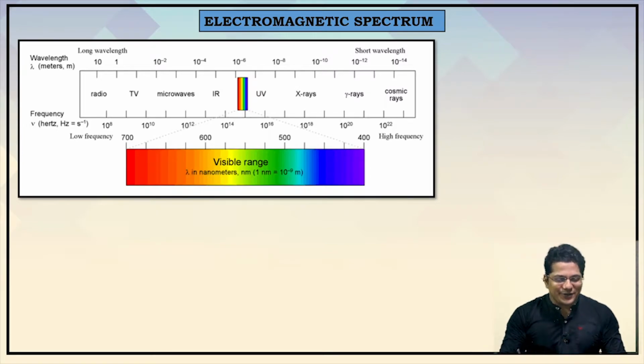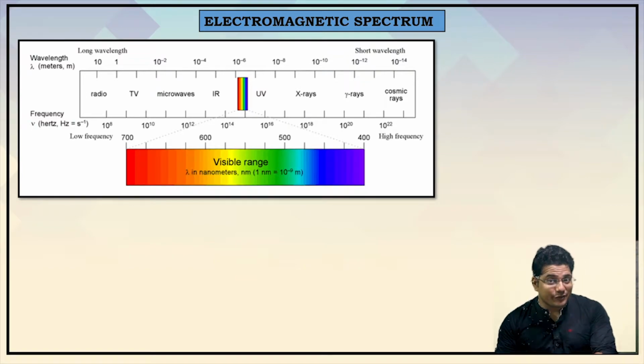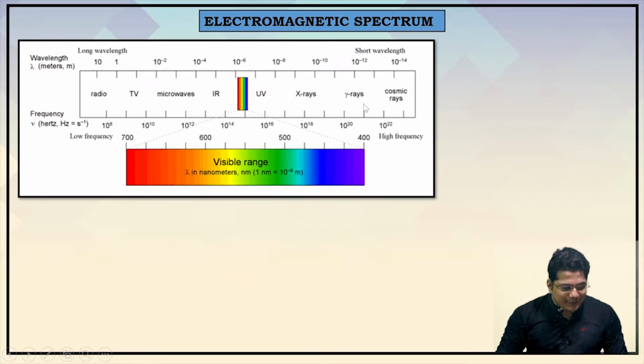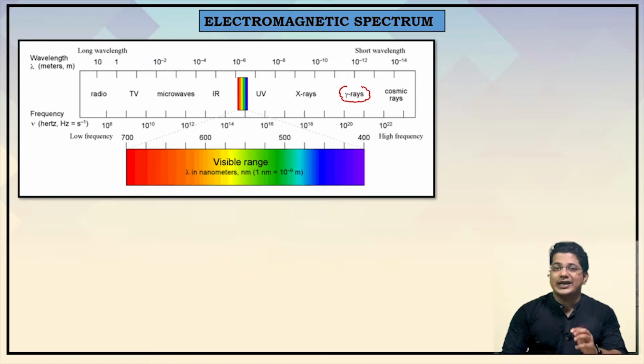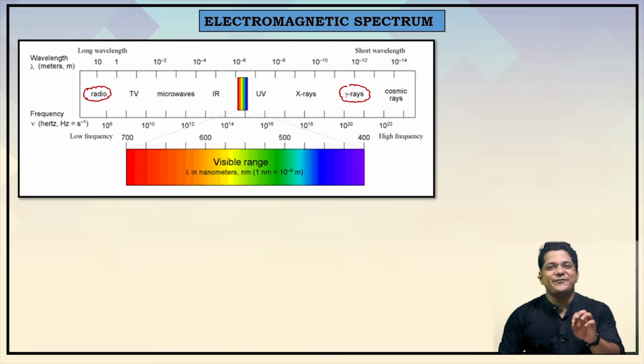So, over here, the very first thing we need to observe and remember is the gamma rays that you have in the spectrum over here. These gamma rays are highly energetic rays, whereas the radio waves are the least energetic waves. So, can I say a very first point?